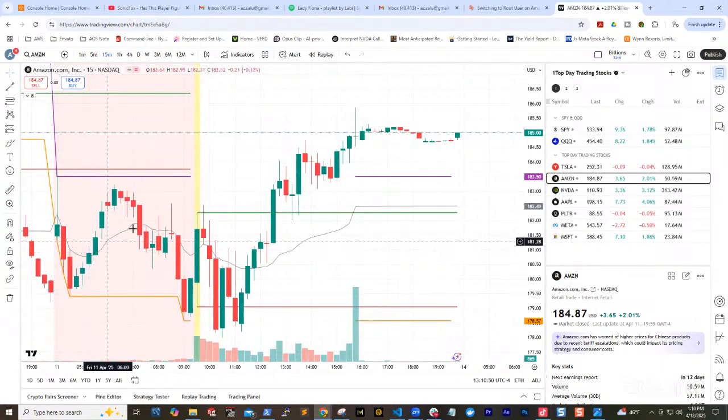And another thing is this line here. If the candle is above this line that I added here, it means that it is giving me a bullish sentiment, meaning that it will go up. And if the candle is below this line, it means it's giving me a bearish sentiment.